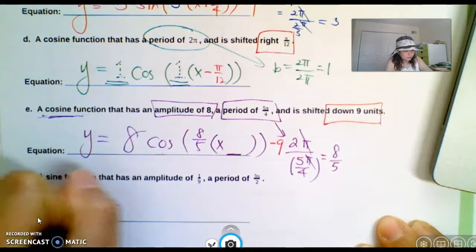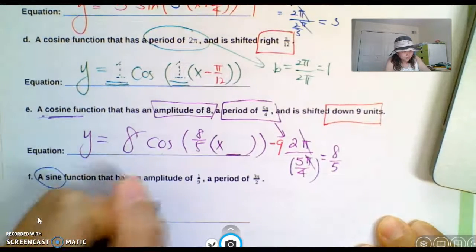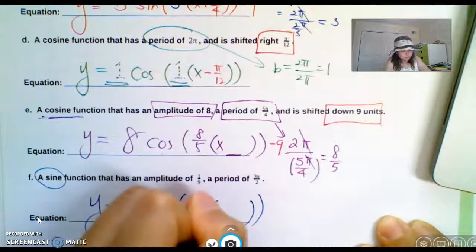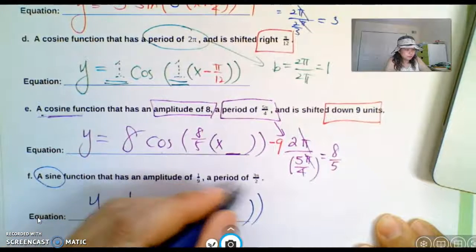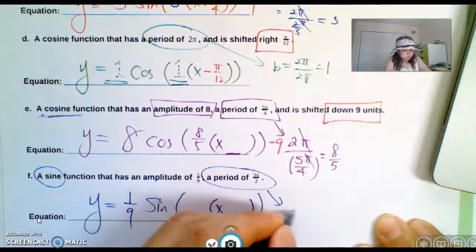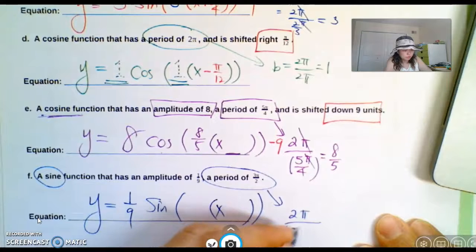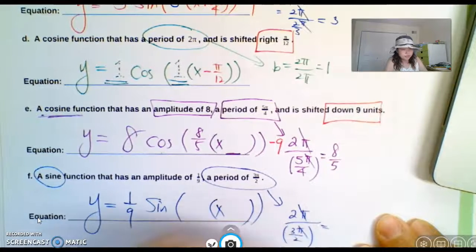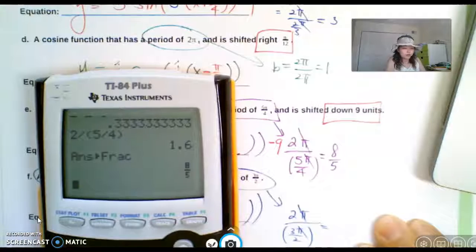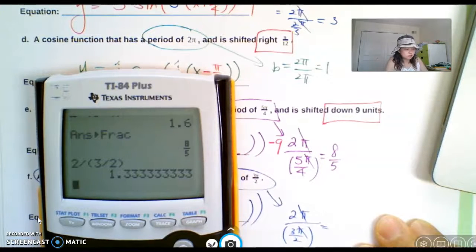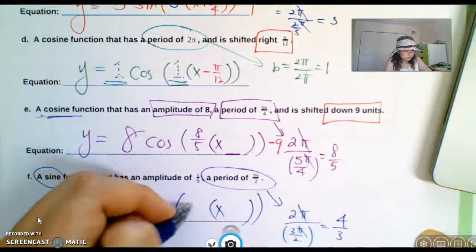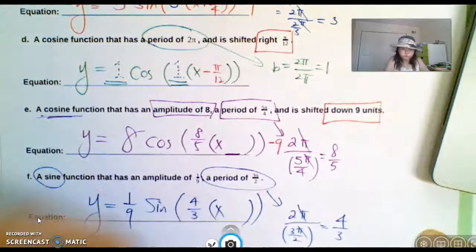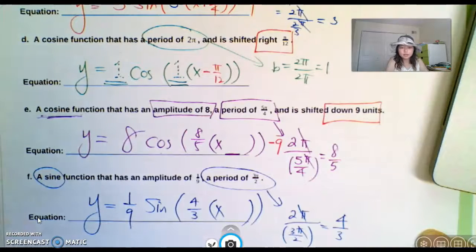All right, one more. Maybe this can be a short video. What is it? Sine. So I'm putting sine, double parentheses, put x. Amplitude of 1/9. So 1/9. Period: 2 pi divided by 3 pi over 2. Pi cancel out. 2 divided by 3 over 2 is 4/3. So 4/3 goes here in front of the x, and no shift up, down, left, or right.